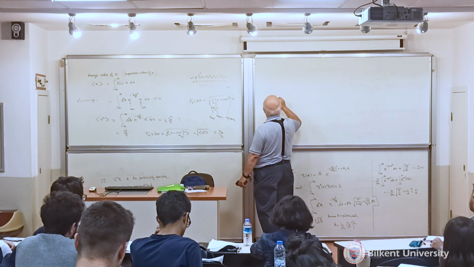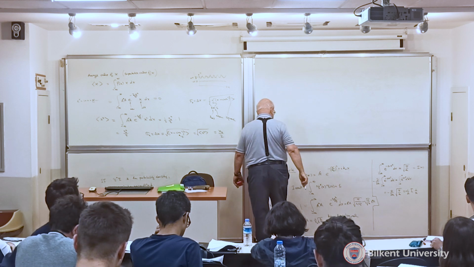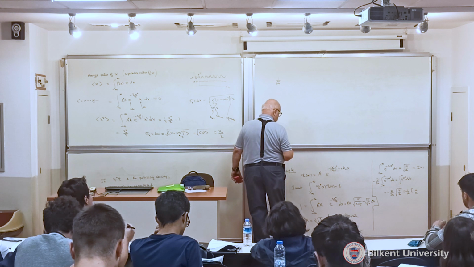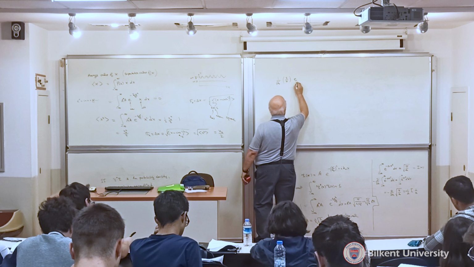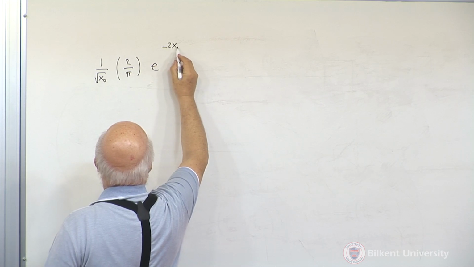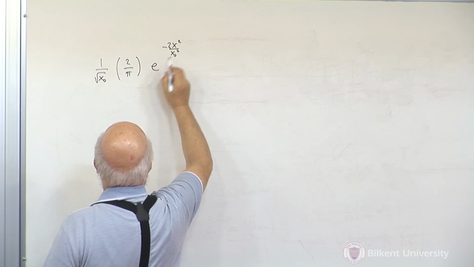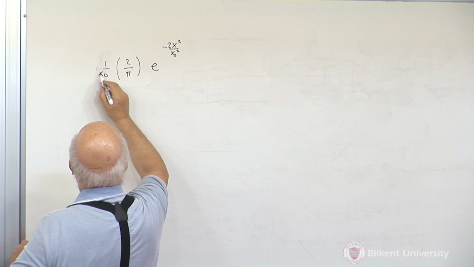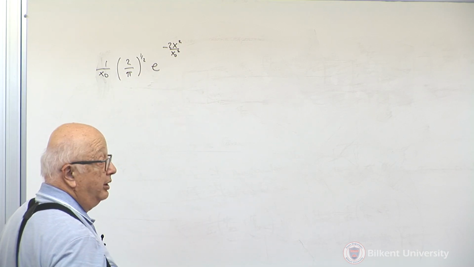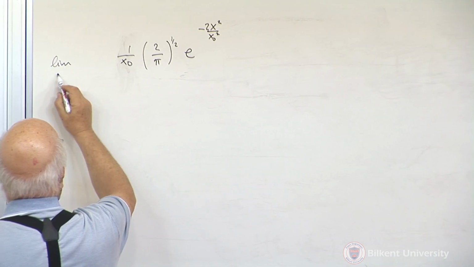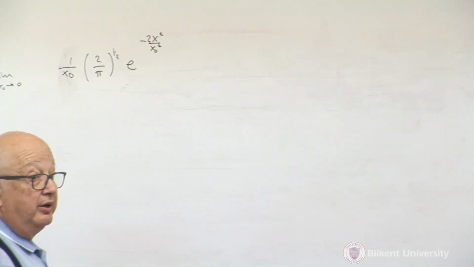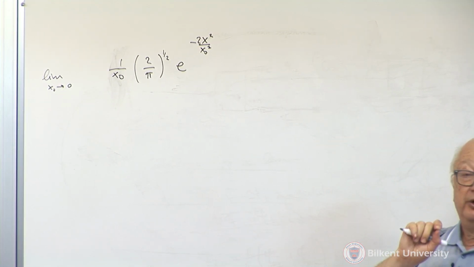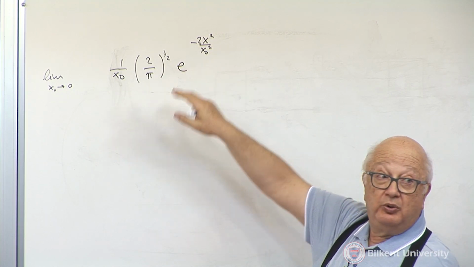Okay, so if I look at this equation, it is 1 over x0 times the square root of 2 over pi, times e to the minus 2x squared over x0 squared. I have to be careful because I'm writing the square here, so it's going to be 1 over x0 and the square root of this. If I look at the limit x0 going to 0 of this, you can see that the point x equal to 0 is a problematic point, right? I have a 1 over x0 here and 1 over x0 there.